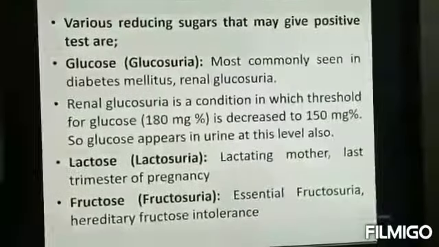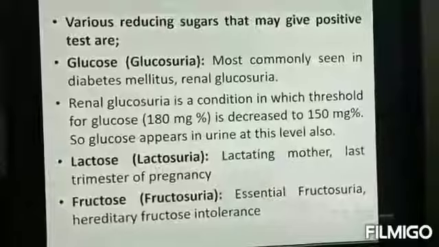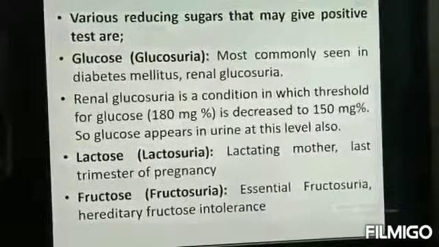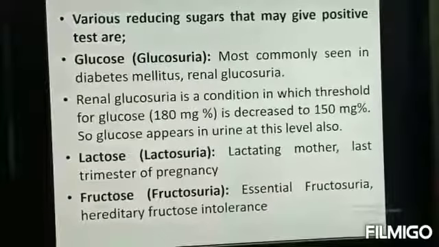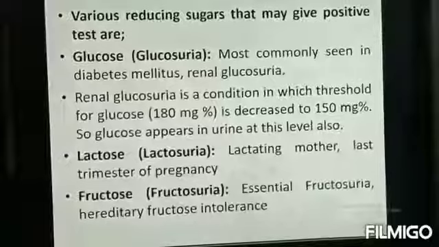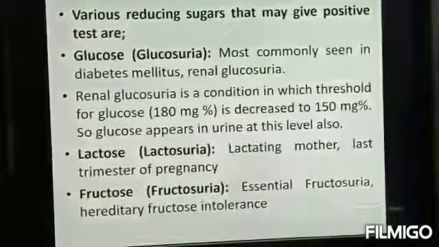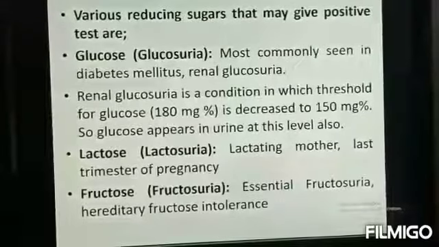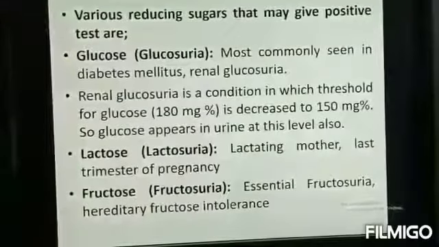Renal glucosuria is a condition in which the renal threshold for glucose is decreased to 150 milligram percentage. So glucose appears in the urine at this level. Lactosuria is seen in lactating mothers and in the last trimester of pregnancy. Fructosuria is essential fructosuria or hereditary fructose intolerance.